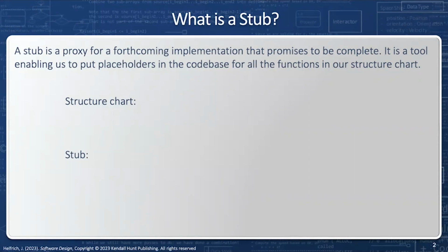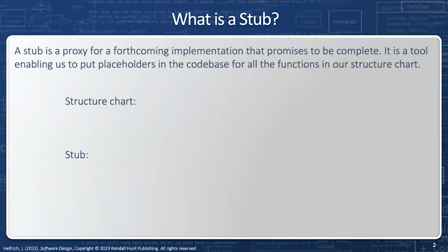Oftentimes, the first step is to create a collection of stubs, and these stubs, or placeholders, will give us a map of all the different functions in the program and allow us to implement them one by one in any order we choose. This video will demonstrate that process. So we'll start with what is a stub.